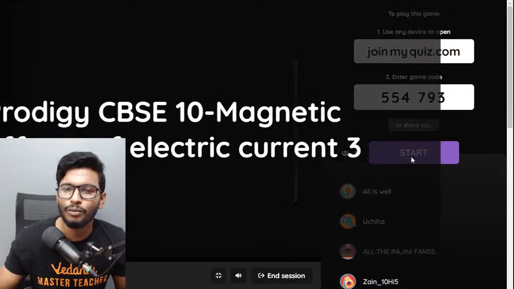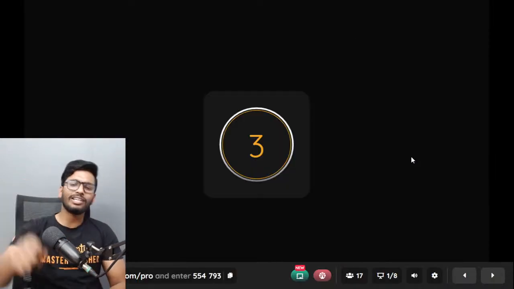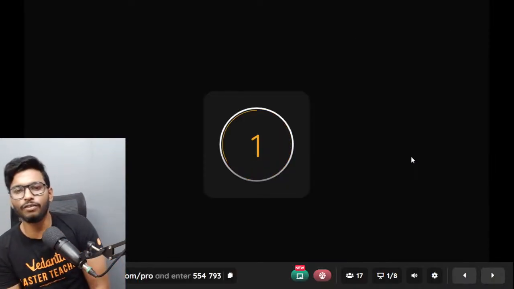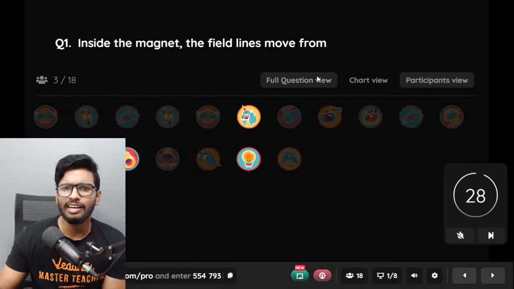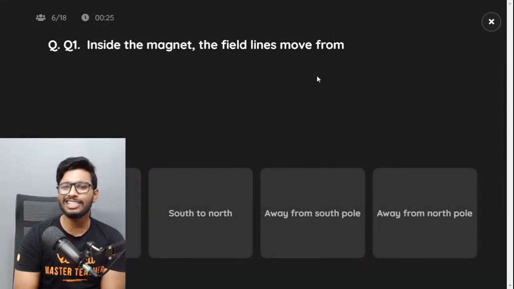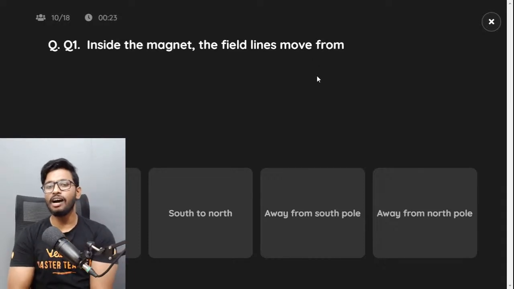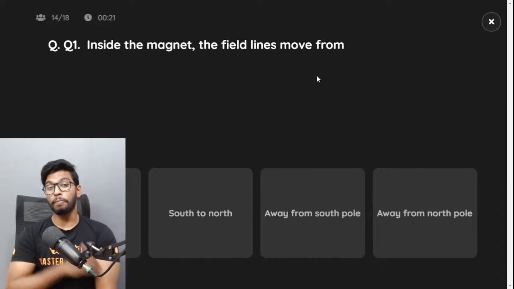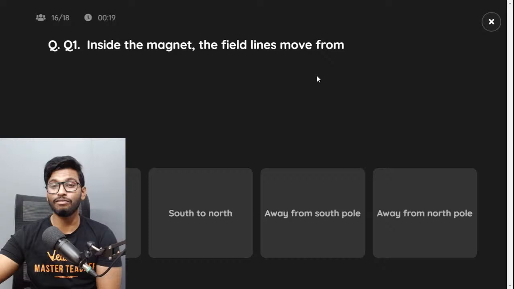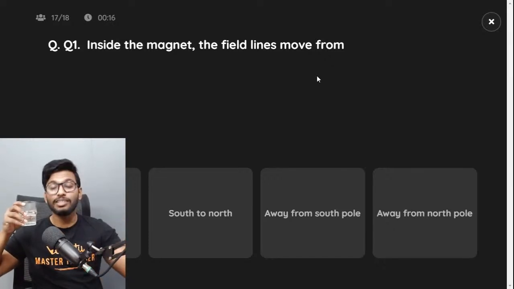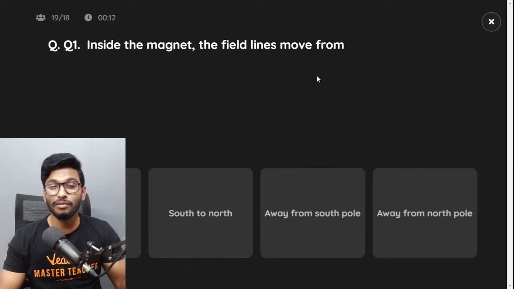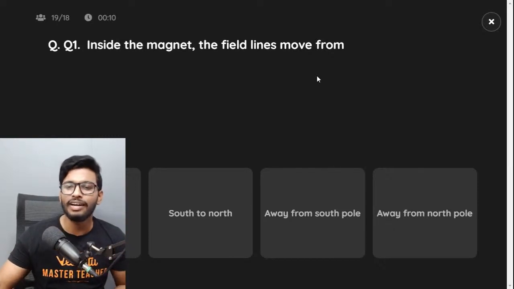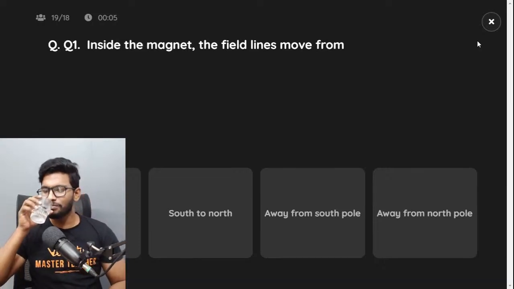Here is your first question out of 8. Inside the magnet, the field moves from south to north, north to south, away from South Pole or away from North Pole? Inside the magnet, how do the magnetic field lines move? Very simple question. If you have attended the previous session, you will easily be able to answer without even thinking much. Go ahead, people.